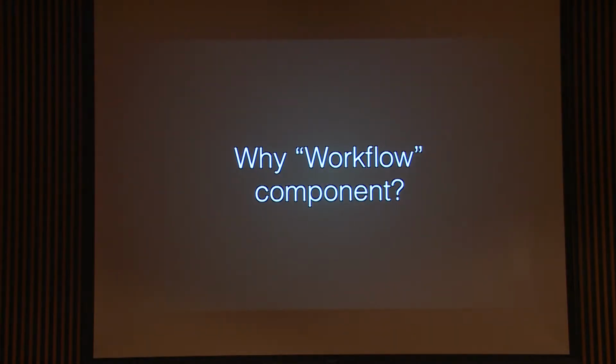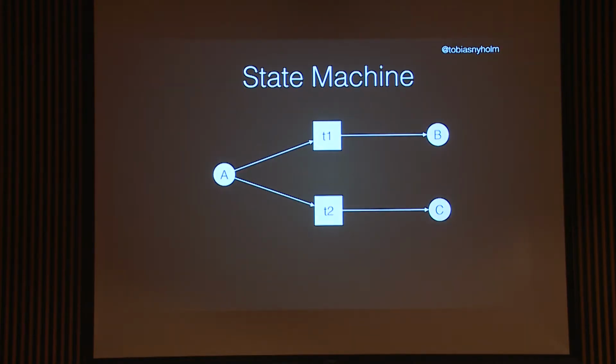And you might wonder, if we created this state machine, why is it called the workflow component, not the state machine component? Because that's not the whole truth. It's a small difference. A state machine, this is two transitions in a state machine. If you are in state A, you can either do T1 or T2 to get to the new state. That seems pretty fair.